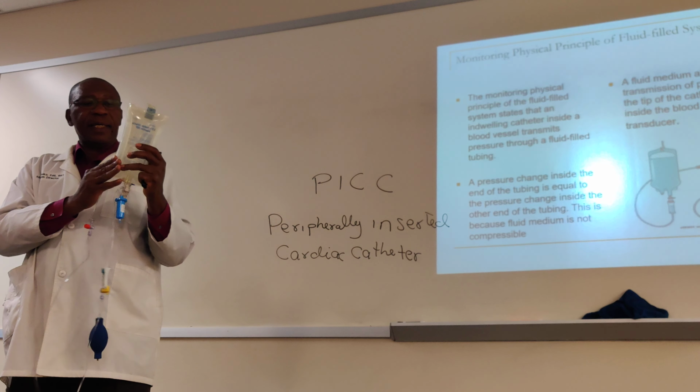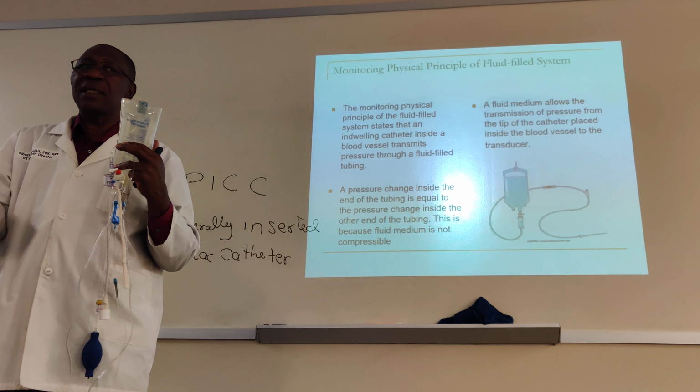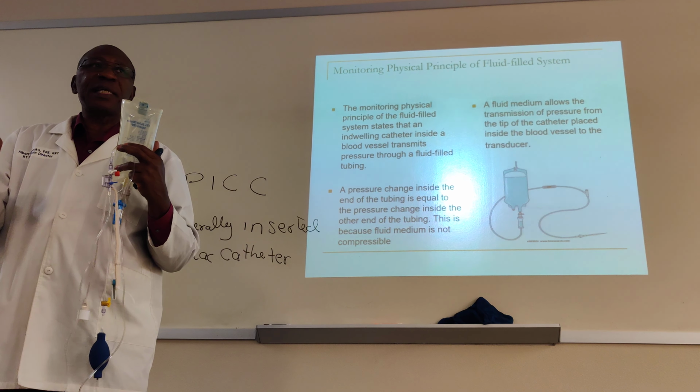So what's going on here is that the physiological signal that is being sensed inside the blood vessel is transmitted up the tubing, and once it gets to the transducer, it will transform that signal to a low voltage electrical signal so that the monitor is able to read it, and then display numbers and waveforms. Not only will you see numbers, you can also see waveforms.